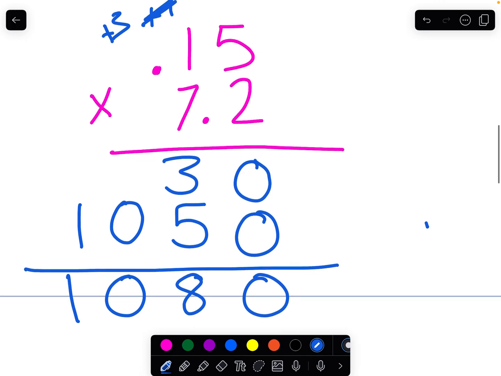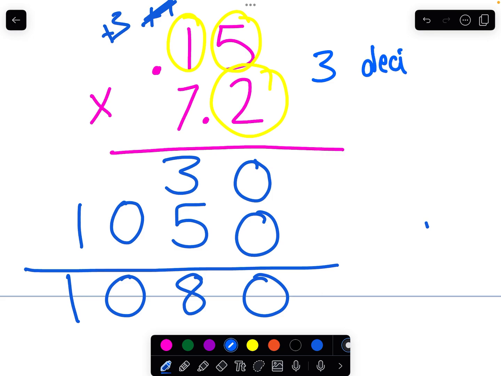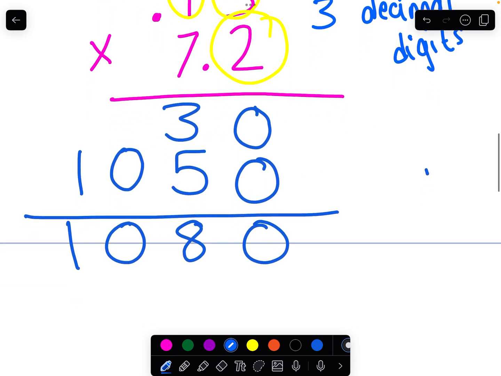So now we've got to count the decimal digits. Well, we've got one decimal digit, another decimal digit in this factor. So that's 2 there, and then another decimal digit there. So that's 3 decimal digits, which means I'm now going to go down here to my answer, and I'm going to go 1, 2, 3.